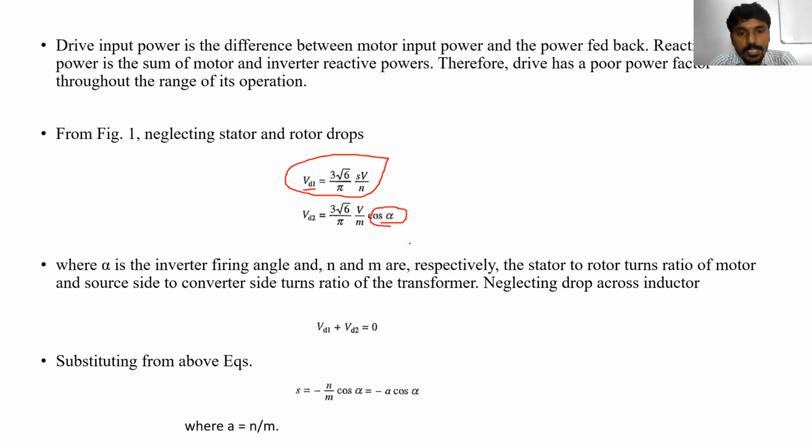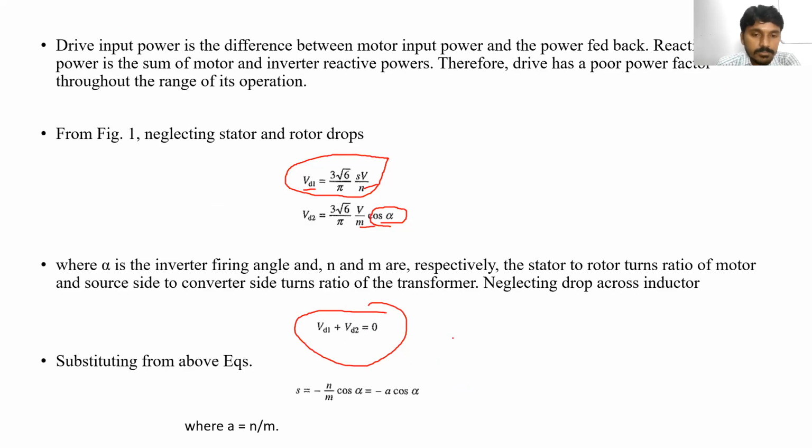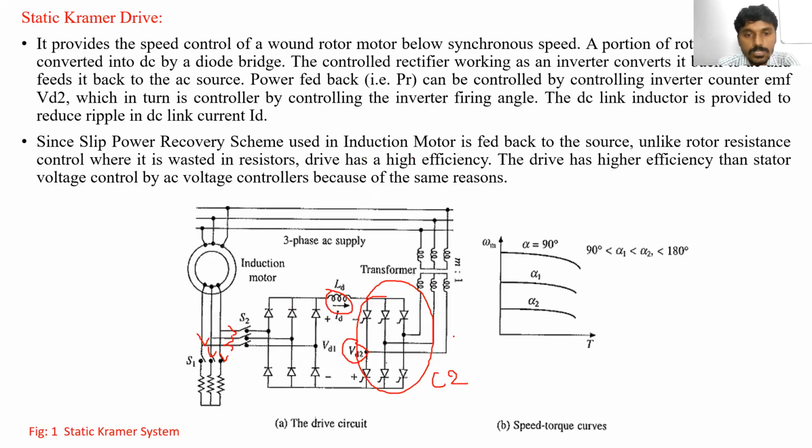Here alpha is the inverter firing angle, and N and M are the stator and rotor turns ratio of the motor, and the source side to converter side turns ratio of the transformer. Neglecting the drop across the inductors, since we are using an inductor in the DC circuit, whatever voltage drops across that inductor we neglect. So by applying KVL for this circuit, VD1 is equal to minus VD2, that is, VD1 plus VD2 is equal to 0.